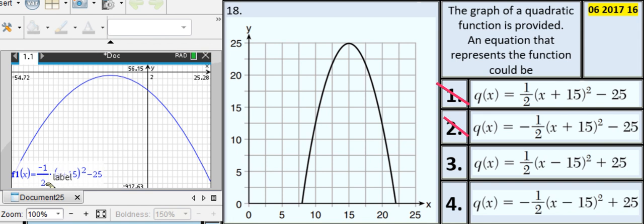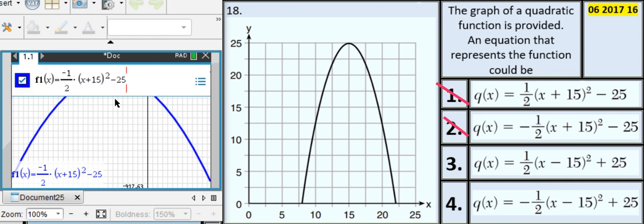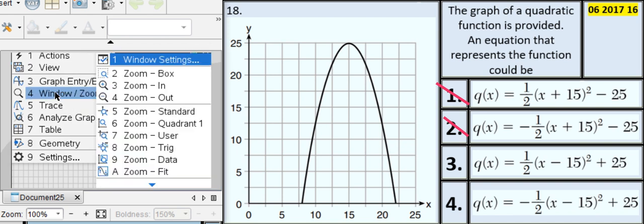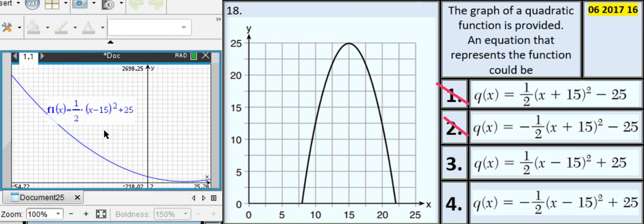So now I press tab again, and I'll go edit this graph. So get rid of the negative, and this time we've got x minus 15 plus 25. So menu 4, and notice this graph opens up again. So therefore that can't be my answer.